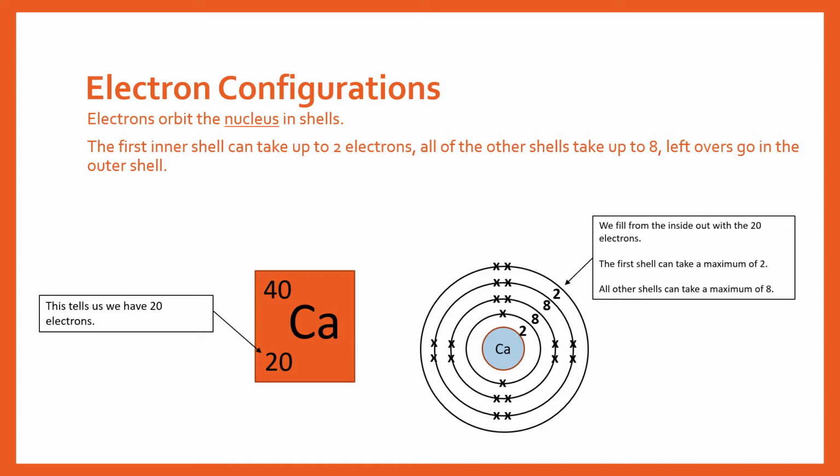There's some golden rules here to remember. So the first shell, you can fit a maximum of 2 electrons, and in every shell after that, you can fit a maximum of 8 electrons. So we've got the example here of calcium.